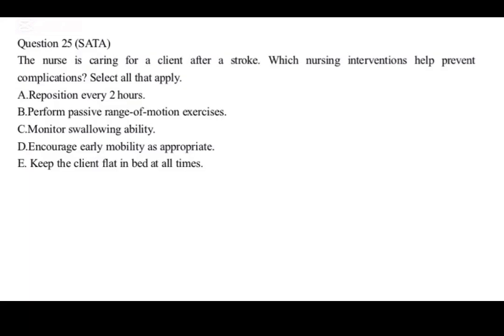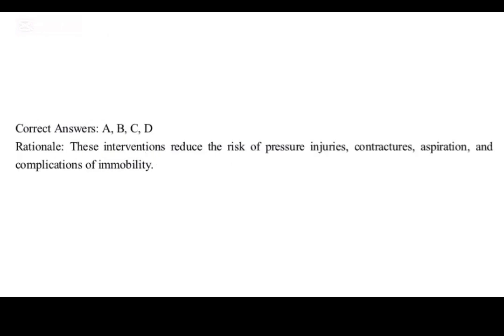Question 25, SATA. The nurse is caring for a client after a stroke. Which nursing interventions help prevent complications? Select all that apply. A. Reposition every 2 hours. B. Perform passive range of motion exercises. C. Monitor swallowing ability. D. Encourage early mobility as appropriate. E. Keep the client flat in bed at all times. Correct answers, A, B, C, D. Rationale. These interventions reduce the risk of pressure injuries, contractures, aspiration, and complications of immobility.